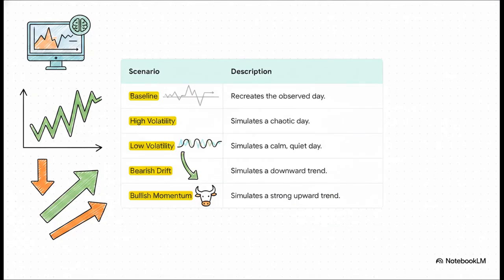So the simulator has 5 main scenarios ready to go. You've got your baseline, which is just recreating the day exactly as it happened. Then you can crank things up with high volatility. Think of a chaotic day with an earnings announcement. Or you can dial it way down with low volatility for a sleepy market day. And of course, you can simulate days where the stock is just trending hard, either down with a bearish drift or up with bullish momentum.